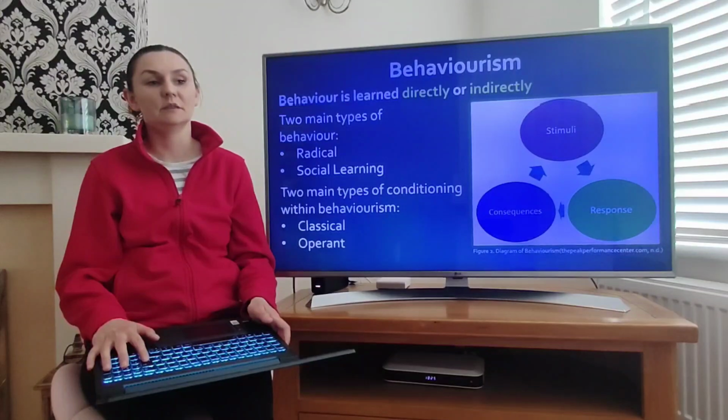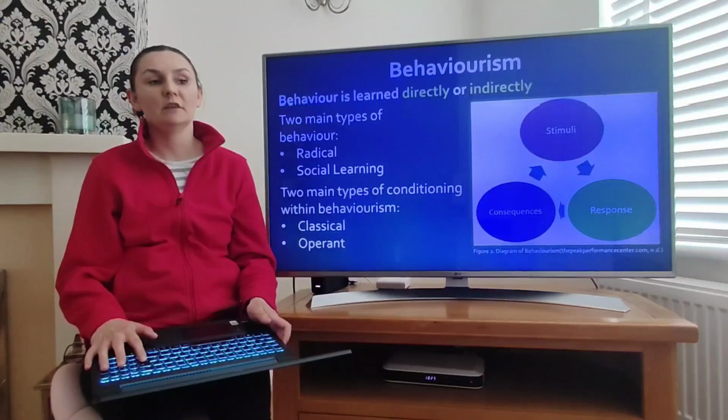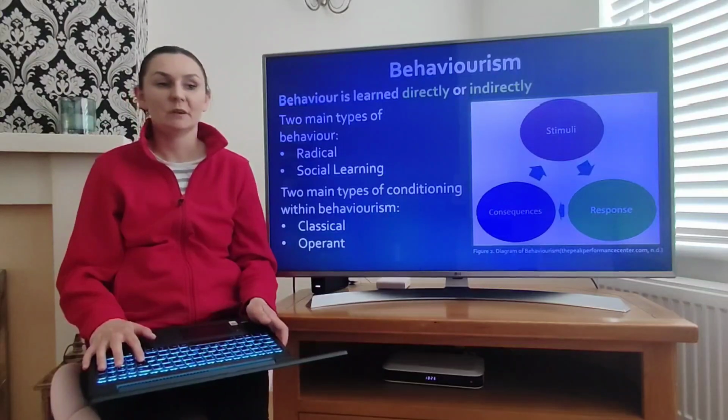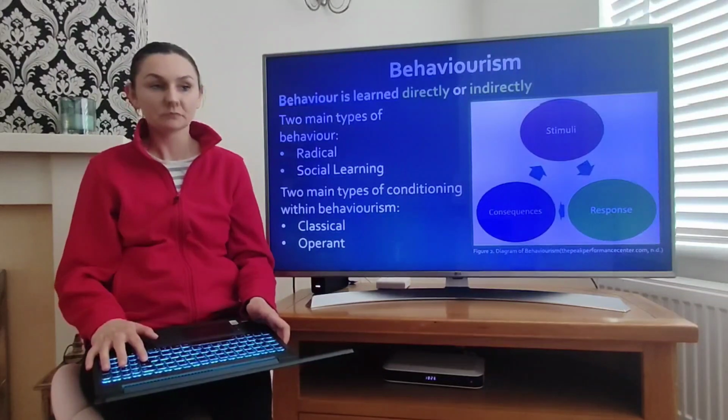Behaviorism can be learned directly or indirectly. There are 2 types of behaviorism: radical, where behavior is understood by observing the environmental factors and stimuli to trigger the response, and social learning, where behavior can be repeated and copied based on observing the role model.